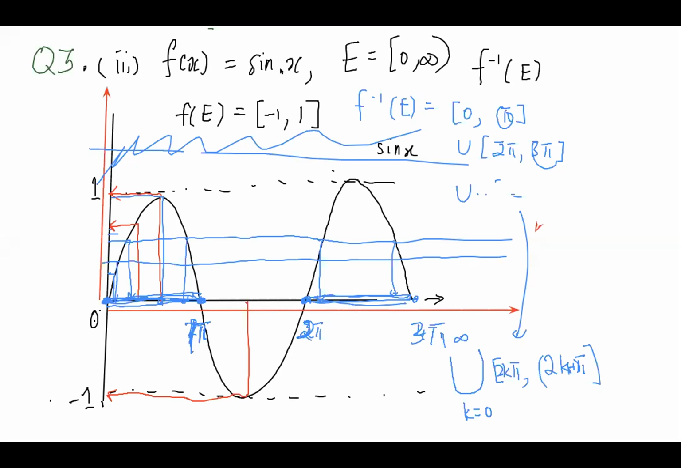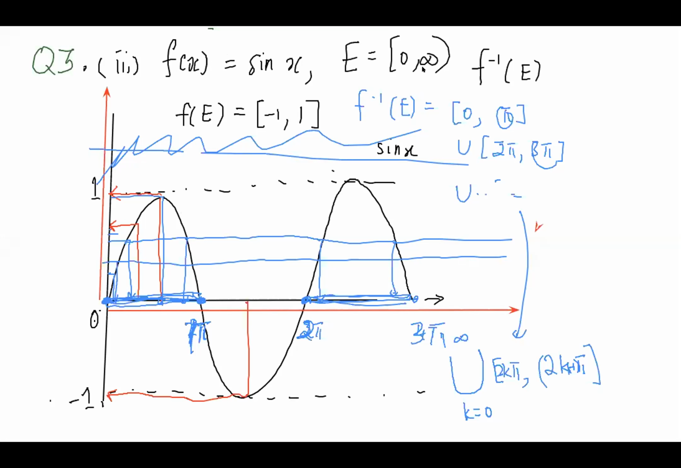Okay, just to recap. For question 3, part 3, just an illustration. You have a function with a sine function, and your set E is running from 0 all the way to infinity. So f(E) is very simple.